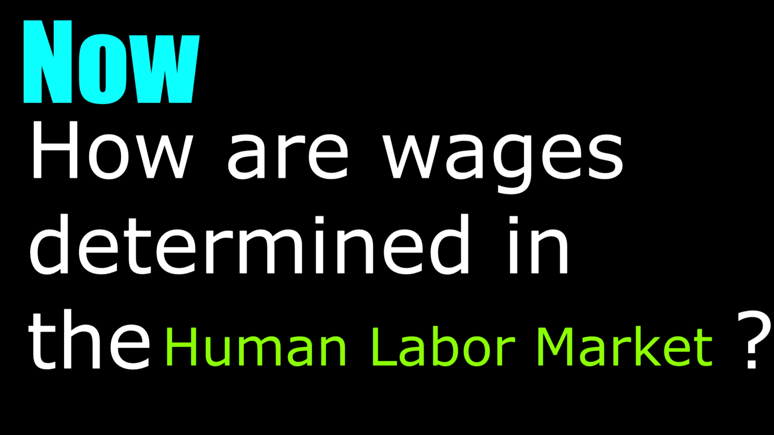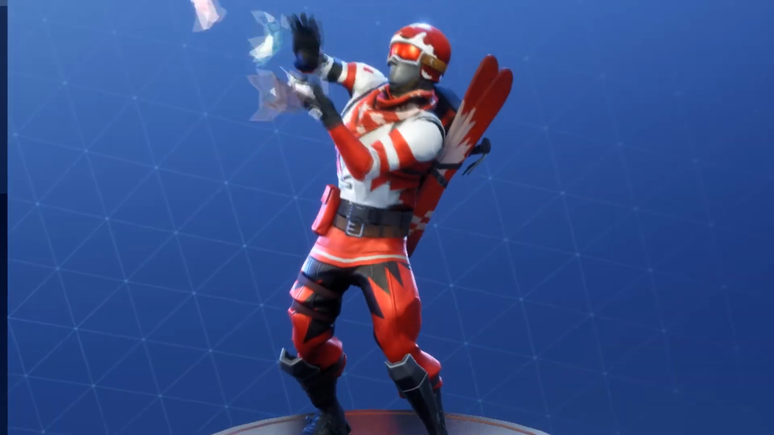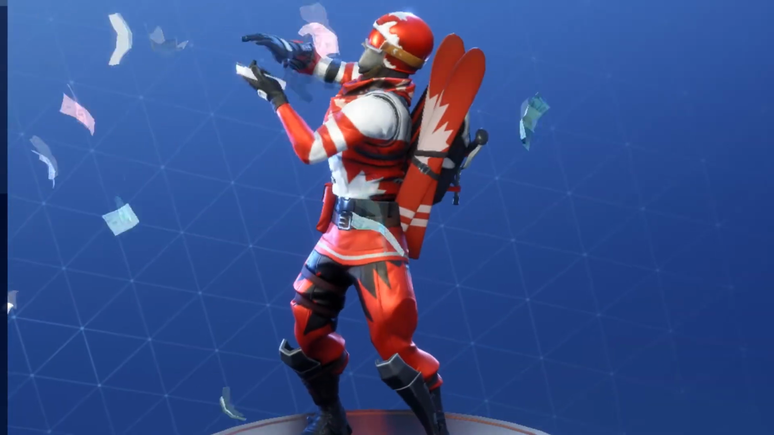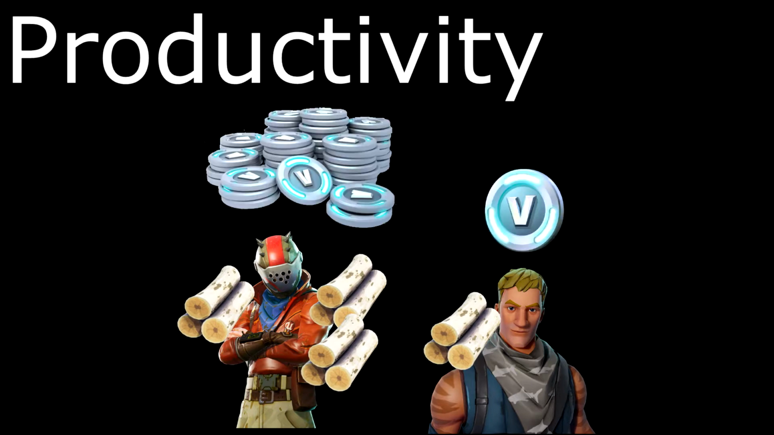Now, how are wages determined in the human labor market? Wages are determined by skill and market value. Skill is self-explanatory. You do a job that requires a specific skill to train for, you'll get paid more. Productivity also applies to skill. For example, if you're a wood chopper and you chop more wood than your other workers, you'll get paid more.